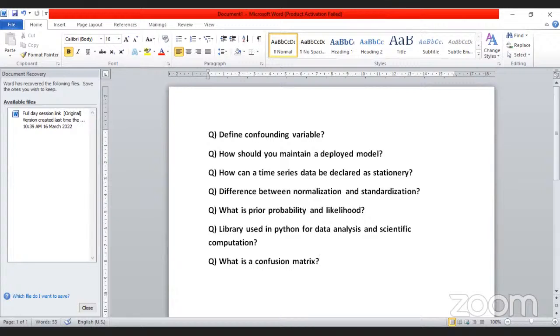Now, can anyone tell me what is bias in data science? What is bias?